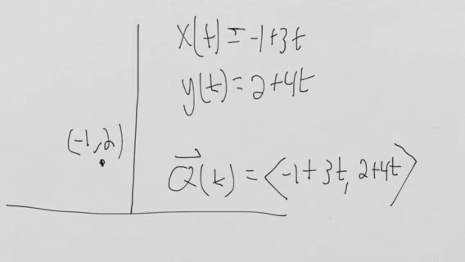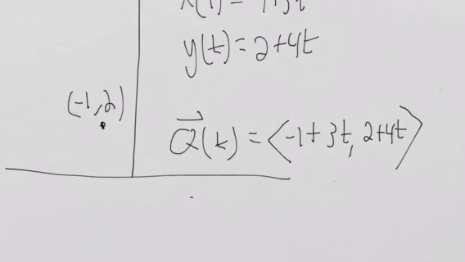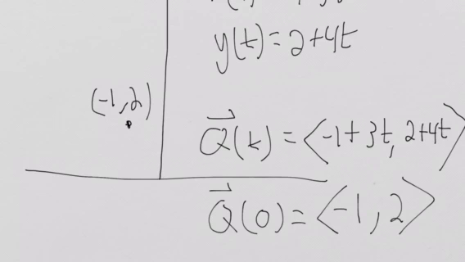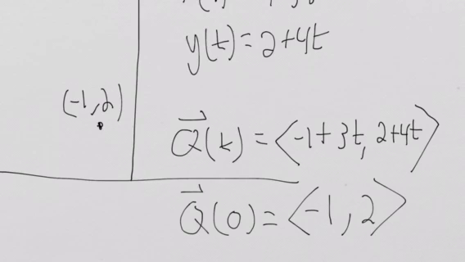So for example, the vector q0 is going to be written as <-1 plus 0, 2 plus 0>. What this notation means is that this is the vector that starts at the origin and then points to (-1, 2). So that's going to be this vector, which points to (-1, 2).